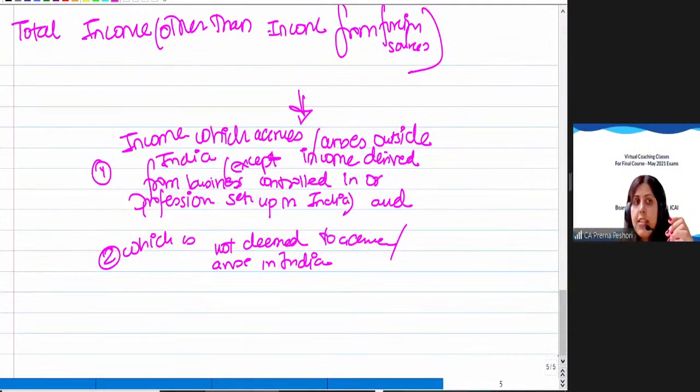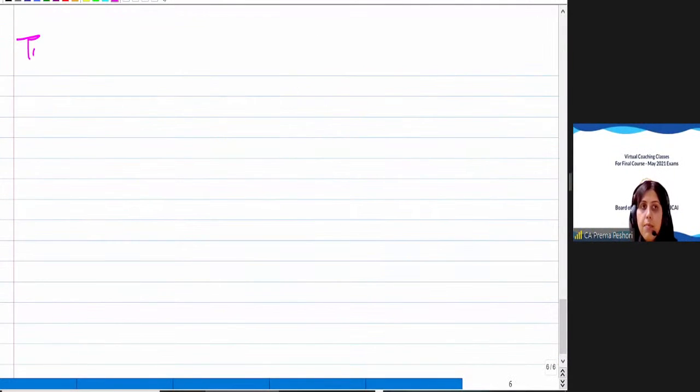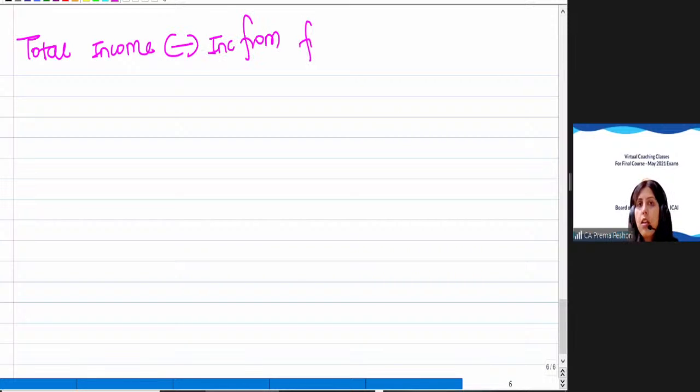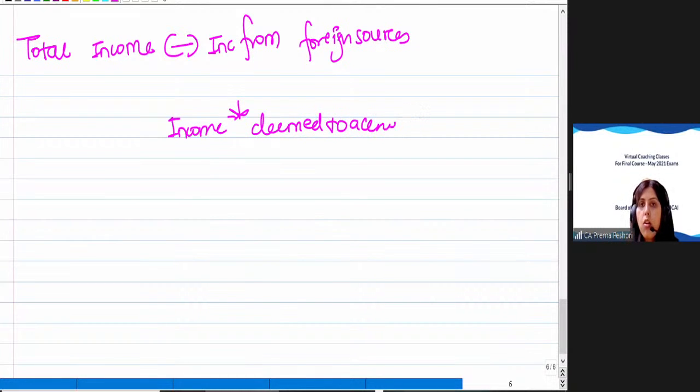If I have to simplify this, for the total income, you will not consider income from foreign sources. And what is that? You will not consider income deemed to accrue or arise outside India, right? Or income which is not deemed to accrue or arise in India.